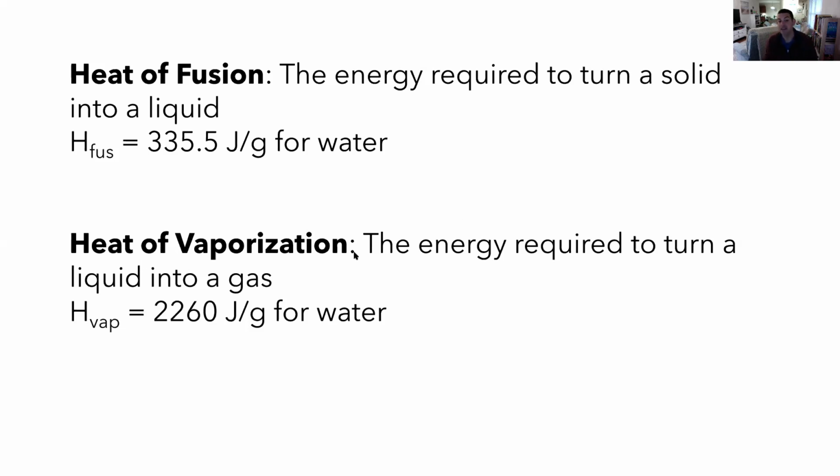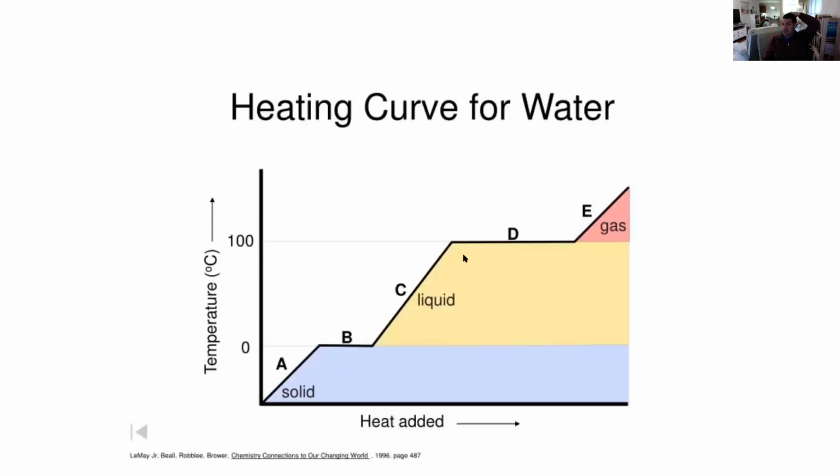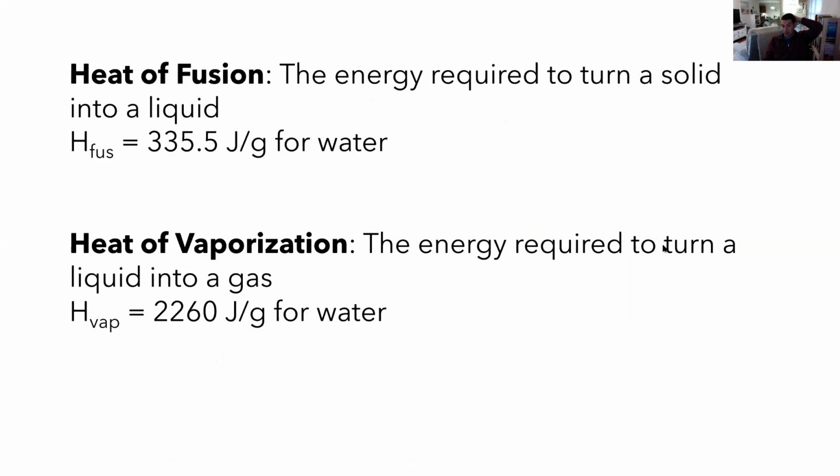Now, heat of vaporization, the energy required to turn a liquid into a gas. The heat of vaporization for water, 2,260 joules per gram for water. And that should make sense. We saw in earlier slides that boiling or vaporization, same word, requires more energy, which is why it's a longer plateau. So it's a bigger value.